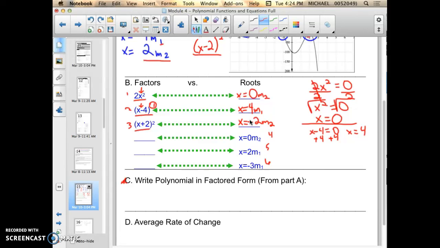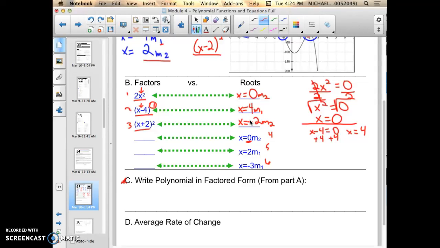Now, same process going from roots to factors. I've been given 3 examples of roots. I need to bring it back to factored form. And so it's a little bit trickier, but you just have to consider what is the actual root. In this case, it's x equals 0 with a multiplicity 2.